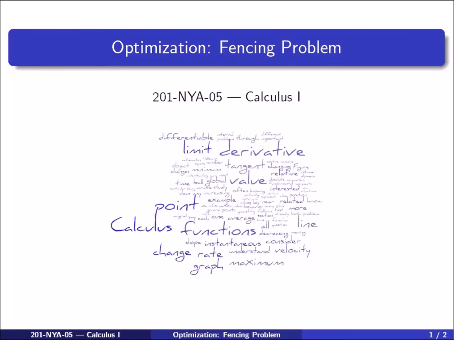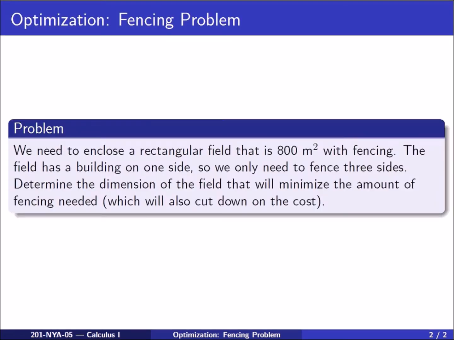Welcome. So in this video, we are going to look at an optimization problem. It's called a fencing problem. We need to enclose a rectangular field that is 800 meters square with fencing. The field, however, has a building on one side, so we only need to fence 3 sides. Determine the dimension of the field that will minimize the amount of fencing needed. That will also cut down on the cost.